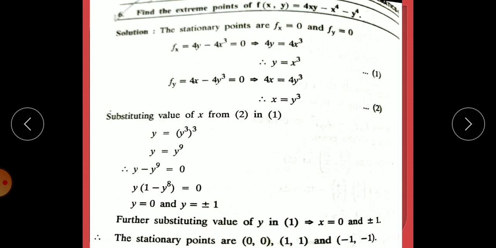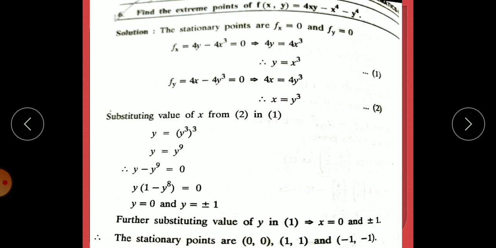So fx, differentiating first with respect to x, is 4y minus 4x cube, which is equal to 0. From this we can find the value of y, because the 4 gets cancelled, so y equal to x power 3. Take this as the first equation. Next, fy, differentiating with respect to y, is 4x minus 4y cube. So I get x equal to y cube. This is the second equation.